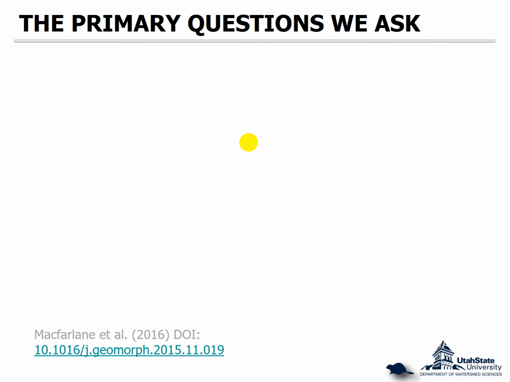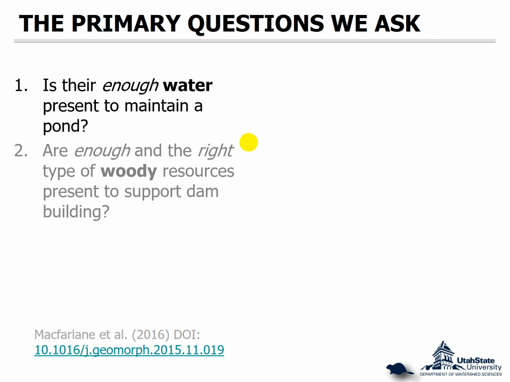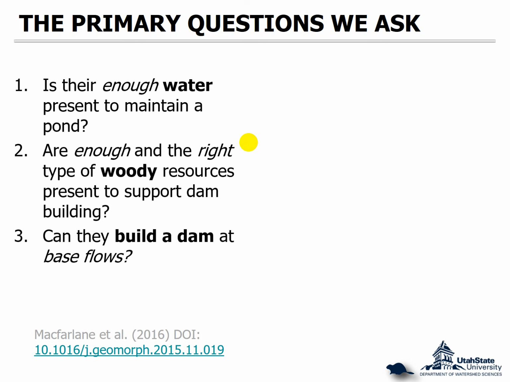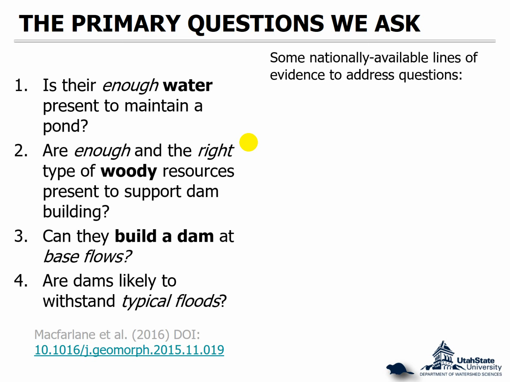So the primary questions for the capacity model that we ask is there enough water present to maintain a pond? Are enough and the right type of woody resources present to support dam building? Can they build a dam at base flows, and are those dams likely to withstand typical floods? And while we can go out in the field and address quantitatively or qualitatively any of those questions, there are some nationally available lines of evidence that we can use to provide some approximations to these.